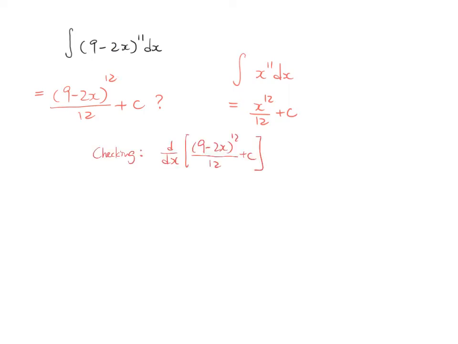But we can check by doing the reverse, that is differentiating this thing. So the 12 would go in the front, which cancels with the denominator. That equals 9 minus 2x to the power of 11. But because of the chain rule, we have to multiply it by the derivative of 9 minus 2x, so that we have an extra negative 2 in the front, which is obviously different from what we have.